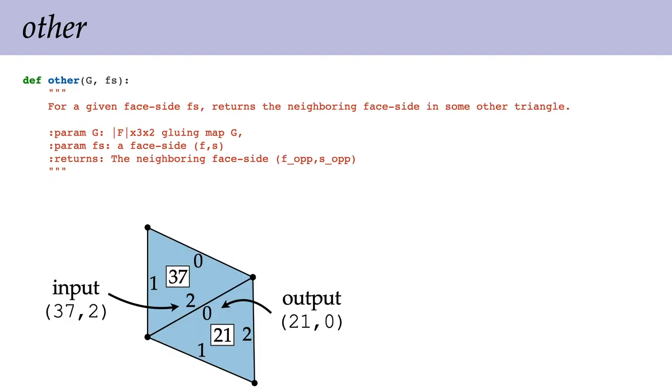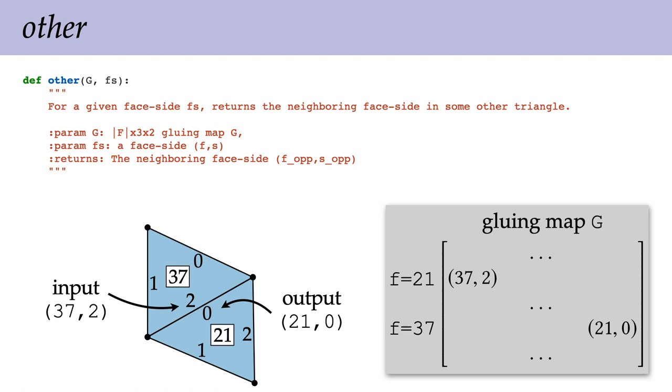Another similar helper function will be what we call the other function that uses the gluing map to return the neighboring face side in some other triangle. So again, looking at this diagram at the bottom, if we were given face side 37 comma 2 as input, we want to access the other side of the adjacent face. So that'll be 21 comma 0 that we want as output. This is great because this is exactly the data that we said we store in our gluing map. So if we were to look at the row of the gluing map corresponding to face 21, then we would see that sure enough, it holds 37 2. And likewise, row 37 of the gluing map holds face side 21 comma 0.